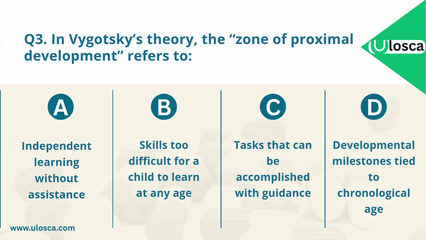Question 3. In Vygotsky's theory, the zone of proximal development refers to A. Independent learning without assistance. B. Skills too difficult for a child to learn at any age. C. Tasks that can be accomplished with guidance. D. Developmental milestones tied to chronological age. Which one is the correct answer?